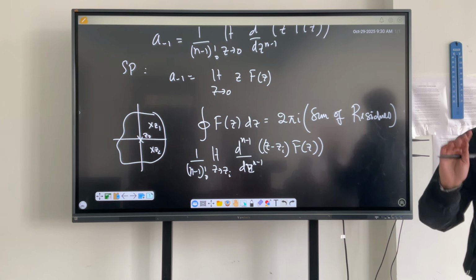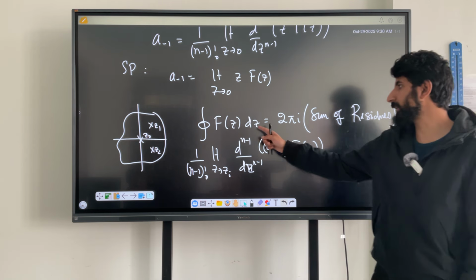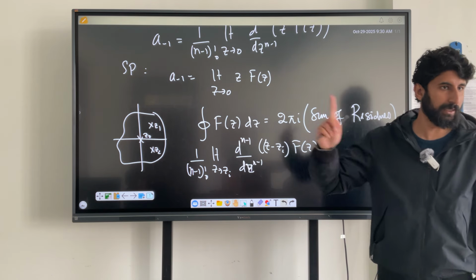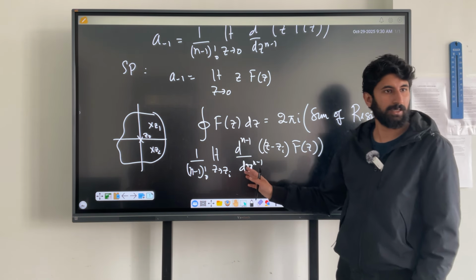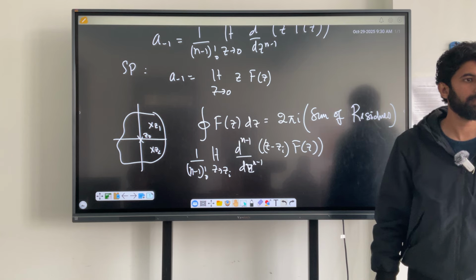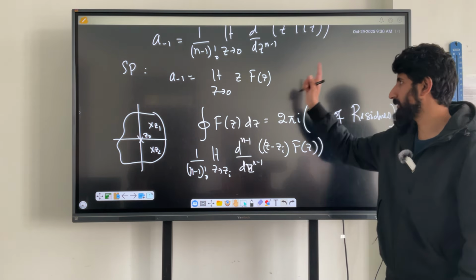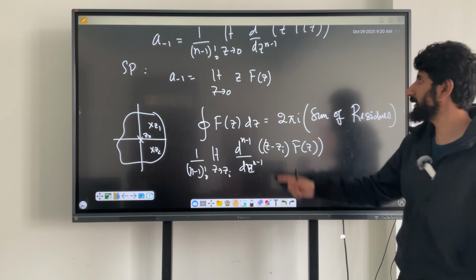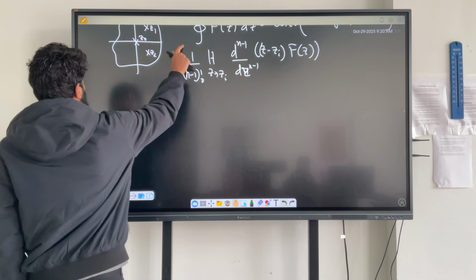So this was the crux of yesterday's class. We'll come back to this and we'll use this to compute real integrals. That is essentially a major use of this formula, okay. But for now, let's think a bit more about this series that we wrote.